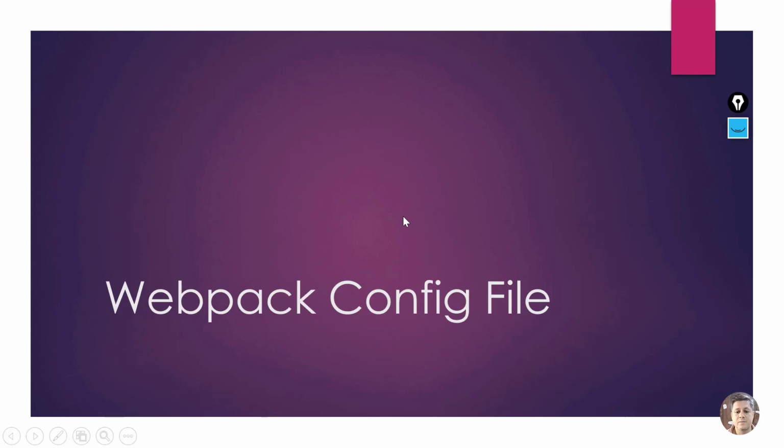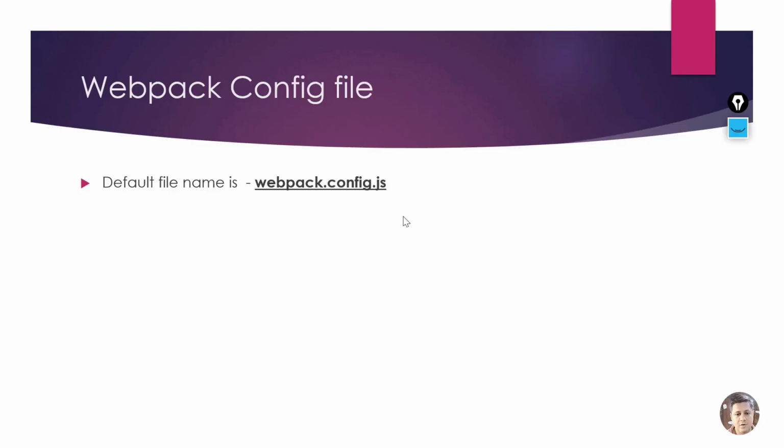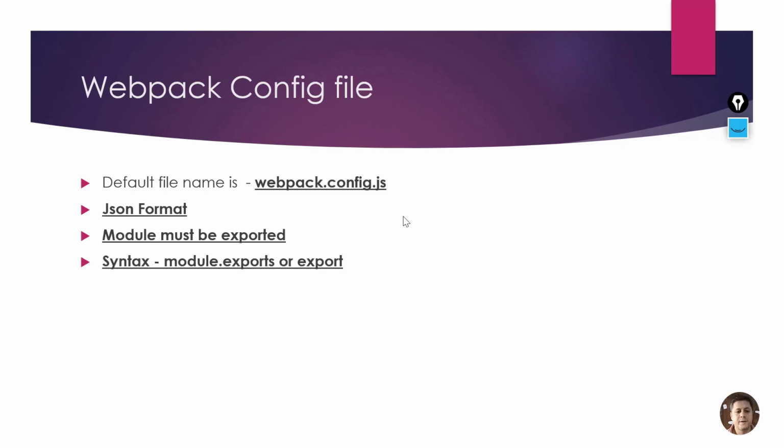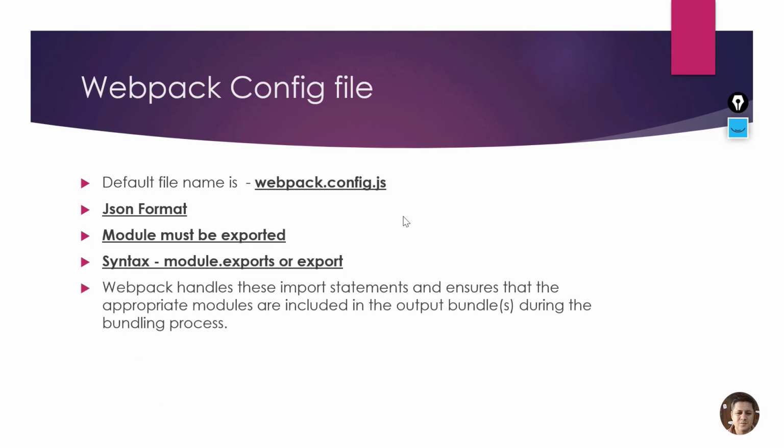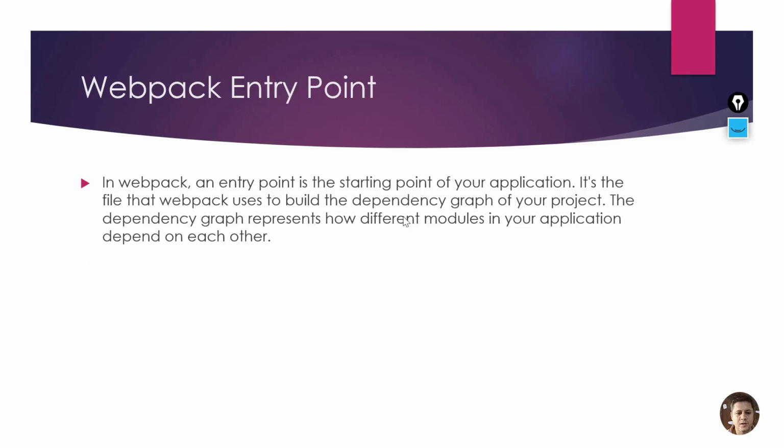What is the default file name? It's webpack.config.js. Okay, default file name is webpack.config.js. It's in the JSON format, as you will be able to see this. So that module should be exported, and the syntax is module.exports. Webpack handles these import statements and ensures that the appropriate modules are included in the output bundles.